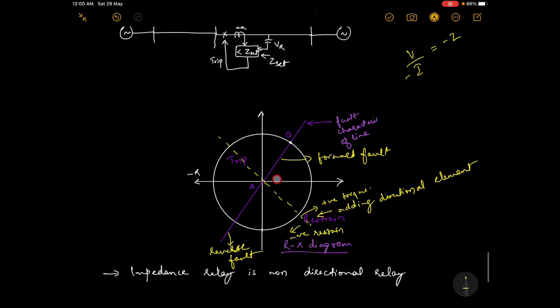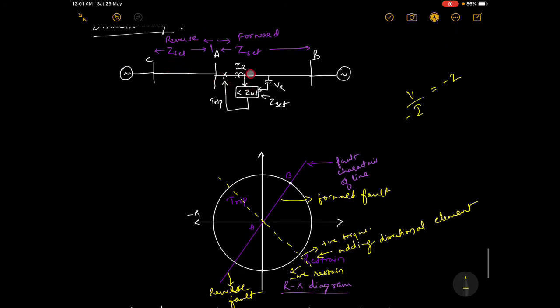So if you want, we can make it operate in this direction or only in this direction. By adding this, we can make it operate only for forward fault, or only for reverse fault, but not for both. If you don't have this directional element, it will operate for both forward as well as reverse fault, which is shown here, correct. But we want the relay to operate only for a particular direction. That is not there in the impedance relay. In impedance relay we don't have directionality.